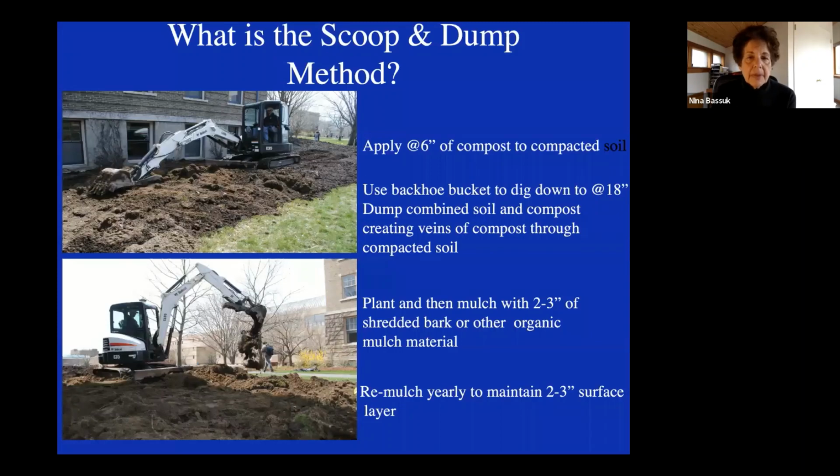So we developed this method called the scoop and dump method, which is applying compost to a compacted area, using a backhoe to dig down about 18 to 24 inches, scooping up the soil with the compost and dumping it back in the ground. So this is not a rototiller, this is not a 6-inch thing, this is going down 18 inches. And then when we plant, we put 2 to 3 inches of mulch and then remulch yearly until we have canopy closure, or until the leaves fill in and make their own mulch.